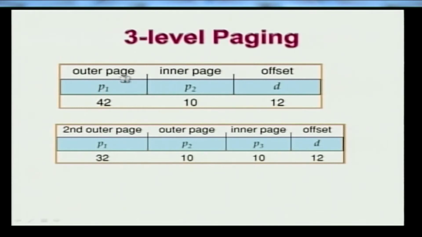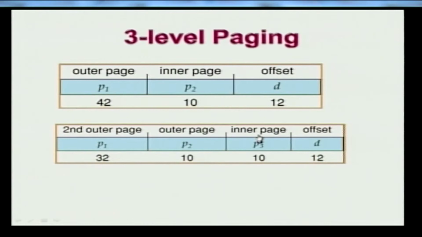So, there is an outer page and an inner page, P1 and P2, corresponding to the page number, and the offset. In a 3-level paging scheme, the offset is retained as such and the inner page is retained as such as 10 bits. However, the outer page, which corresponds to 42 bits, is now separated into 32 bits as the second outer page and 10 bits as the inner outer page or next level of our primary outer page. This is how the 3-level paging scheme is organized.